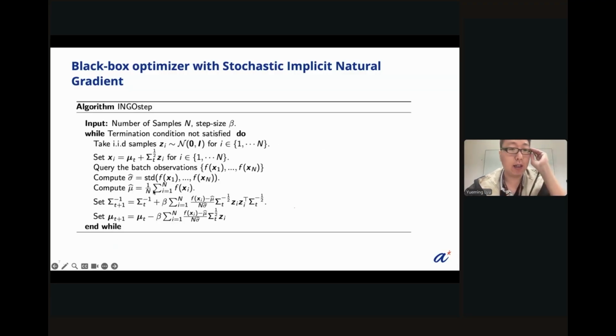Here is the algorithm. At each loop, we take samples using the current Gaussian distribution and query the function values for the batch of different x. Then we get the function feedback. We use this function value feedback to update our parameters, the covariance term and the mean value term.